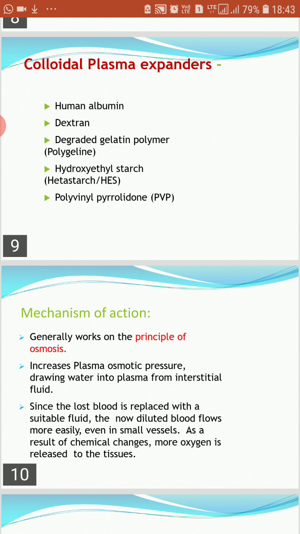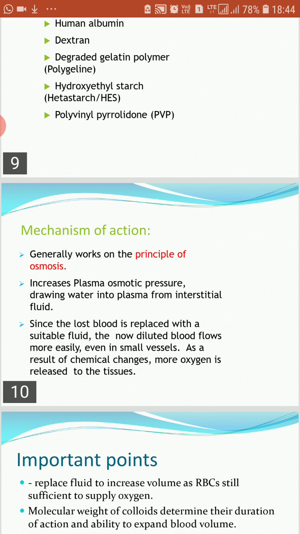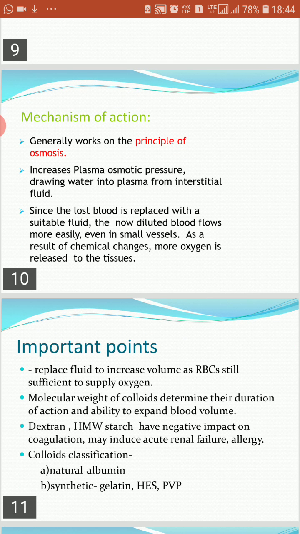They increase the plasma osmotic pressure, drawing water into the plasma from the interstitial fluid. अब ये fluid आता कहाँ से? Interstitial fluid से. And since the lost blood is replaced with a suitable fluid, the now diluted blood flows easily, even in small vessels. And more oxygen is released not because of the presence of RBCs but because of certain chemical changes where deficiency of oxygen releases more from the available red cells only.